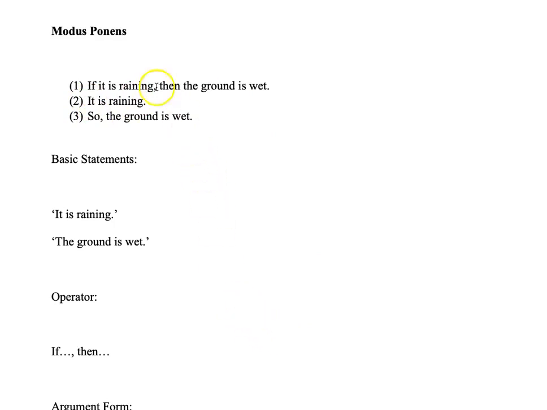The basic statements in this argument, the statements that don't have any operators in them, are it's raining, which appears here and here, and the ground is wet, which appears here and here. Those are our two basic statements, and then there's just one operator in here, if, then, and it appears there. So if you want to find the form of an argument, take each basic statement, go to each place in the argument where it occurs, and replace it with a letter.